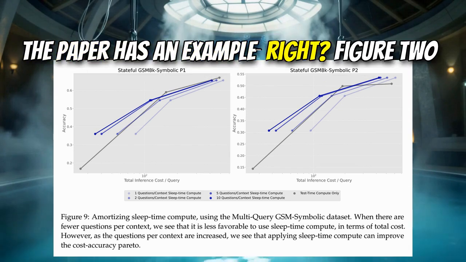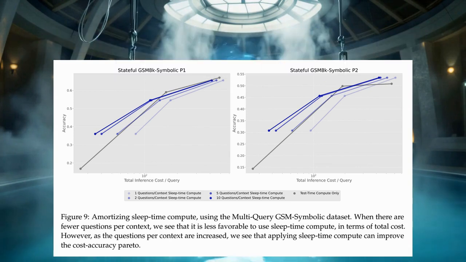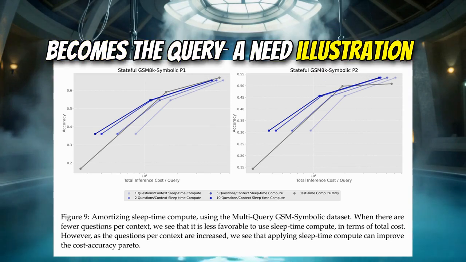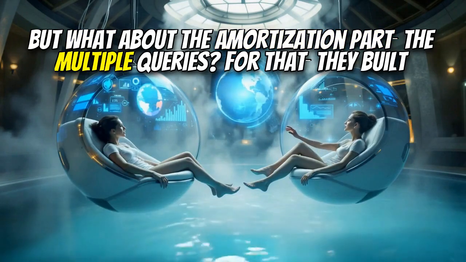The paper has an example, right? Figure 2. Yeah, it shows a GSM Symbolic problem about a juggler's balls. The description becomes the context, and the question about, say, indigo tennis balls becomes the query. A neat illustration. Okay, that covers single follow-up questions. But what about the amortization part, the multiple queries?